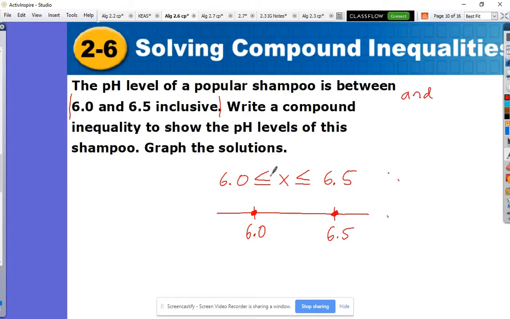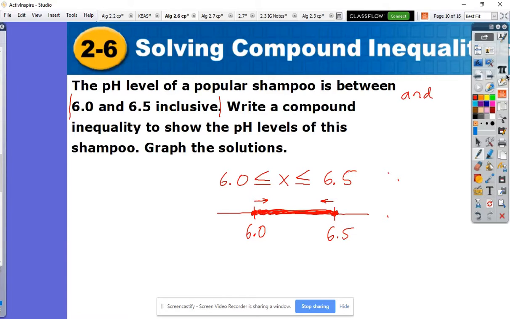X needs to be greater than 6.0, so we'll draw a little arrow showing bigger than 6.0. X is going to be less than 6.5, so we'll draw a little arrow showing less than 6.5. And it's going to work because our arrows are going to meet each other. So then we'll just fill in the middle here to show it could be any of these numbers for X from 6.0 to 6.5. All right, that's it. There's our compound inequality. There's the graph.